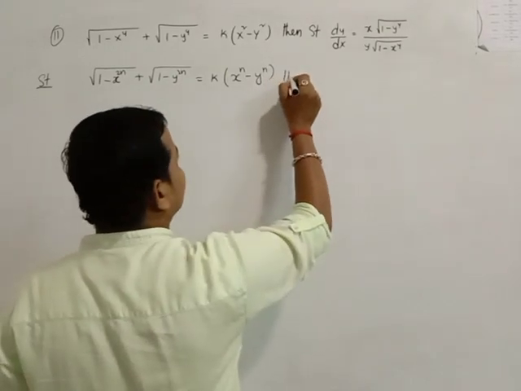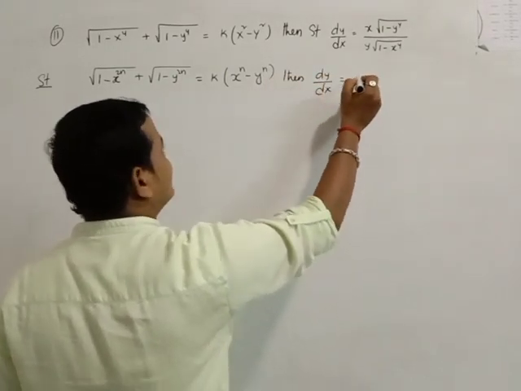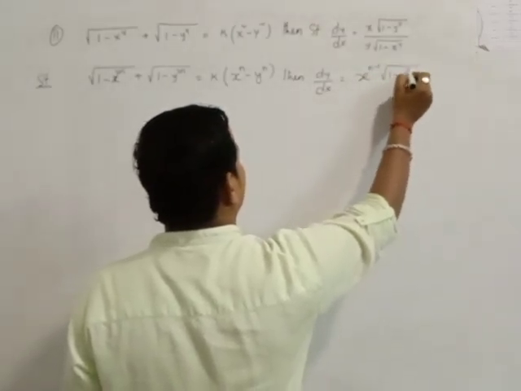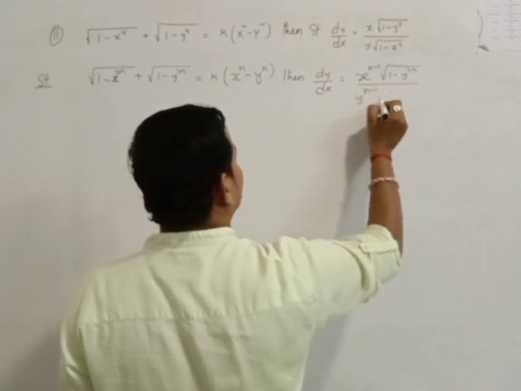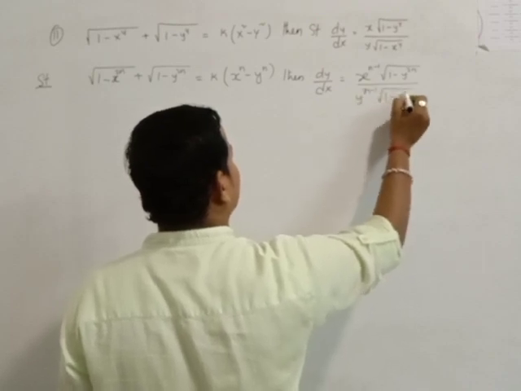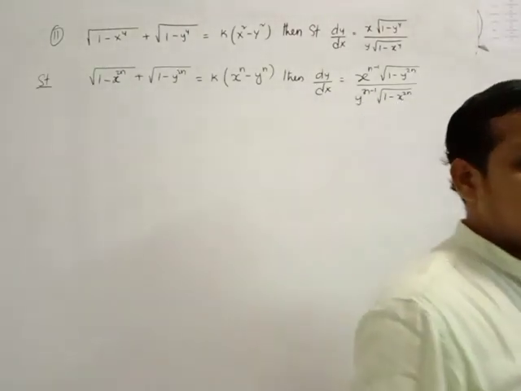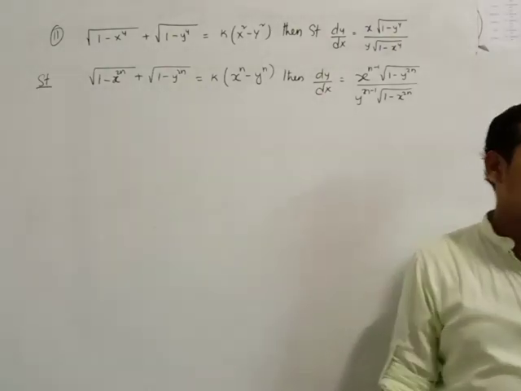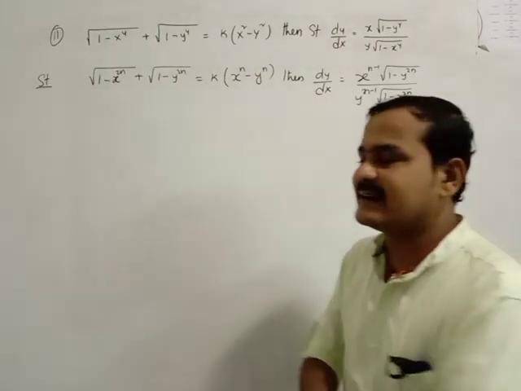Then dy by dx is equal to x to the power of n minus 1 into root over 1 minus y power of 2n by y power of n minus 1 into root over 1 minus x power of 2n. This is the standard form of this question. Using this question only, by changing the values of n, a lot of questions are repeated. So how can you recognize this?